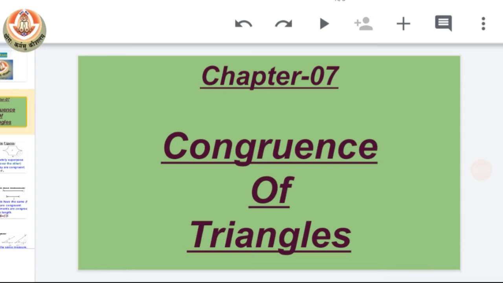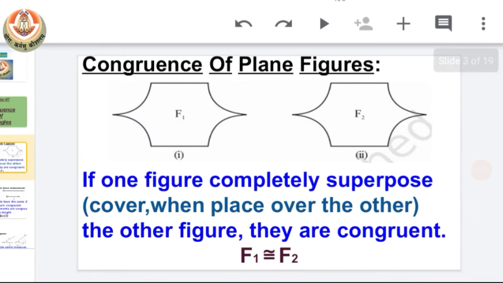Today we will start our new chapter number 7, which is congruence of triangles. Now let's see what congruence means, with the help of plane figures and line segments, then we will go to angles and then triangles. So first, congruence of plane figures. You can see here two plane figures F1 and F2.